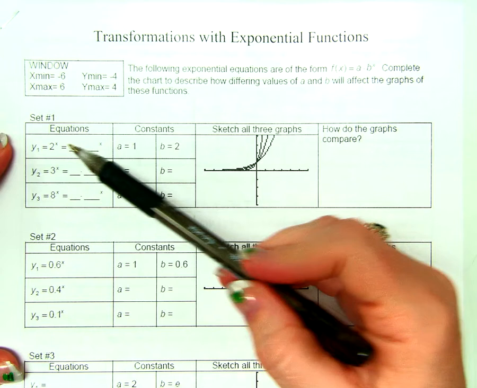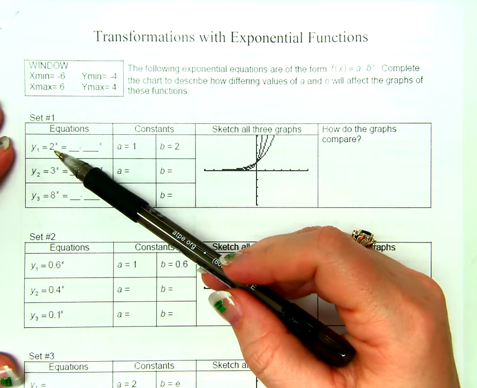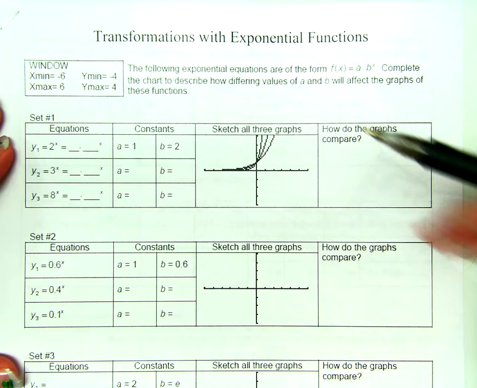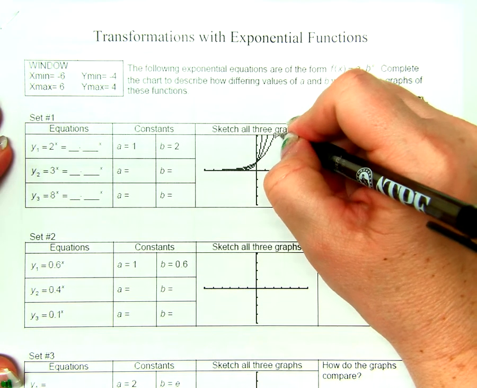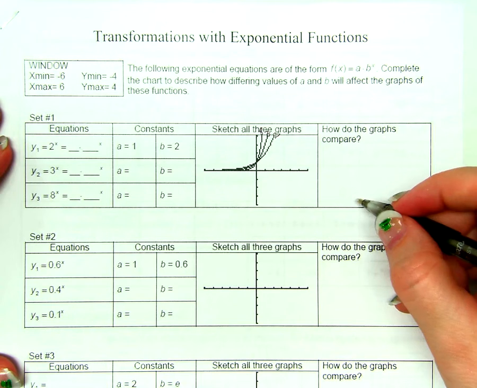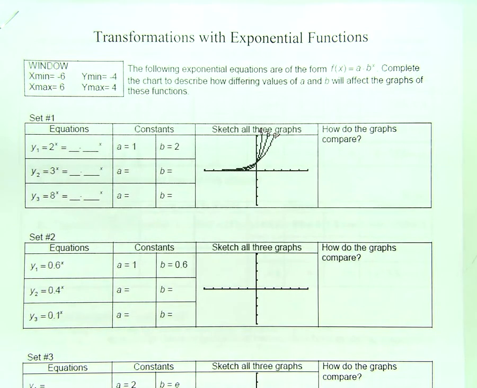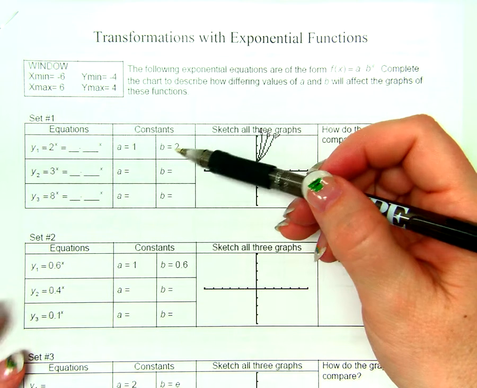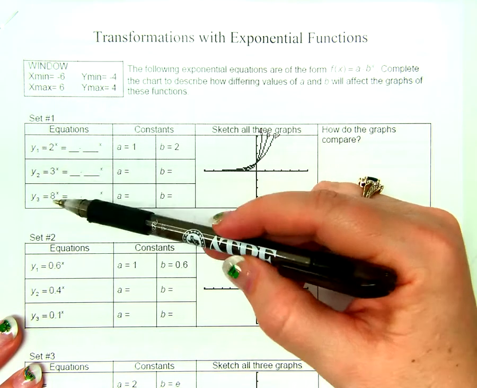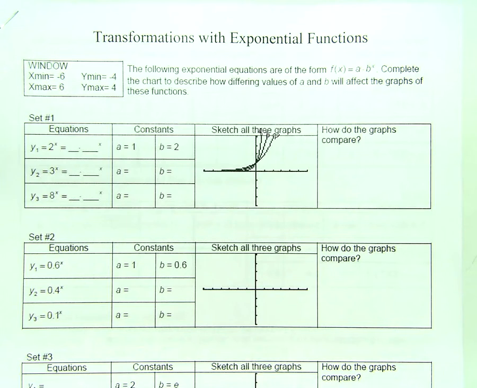Okay, look at my bases. I have a 2, a 3, and an 8. Just so you know, this is the 2, this is the 3, and this is the 8. So how do these graphs compare? First of all, the only thing that's changing is the b, the base. The only thing that's changing is the b. So how do these graphs compare?